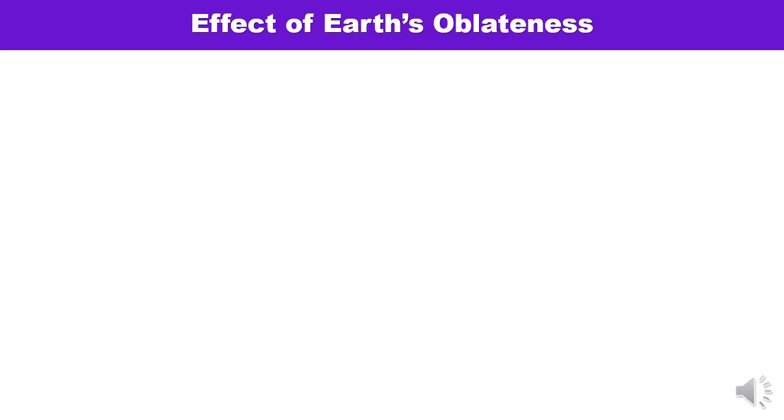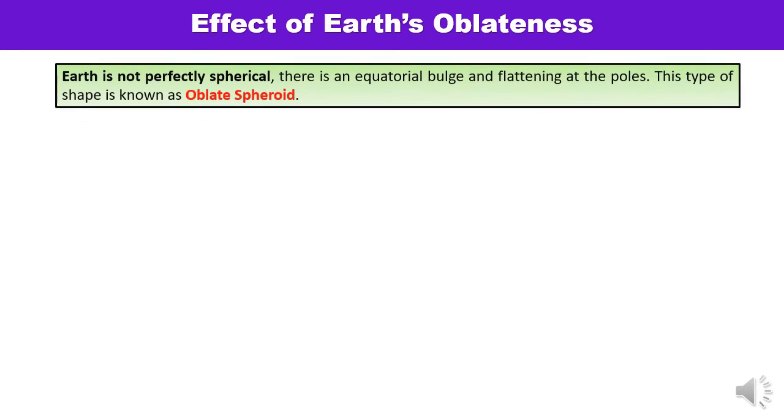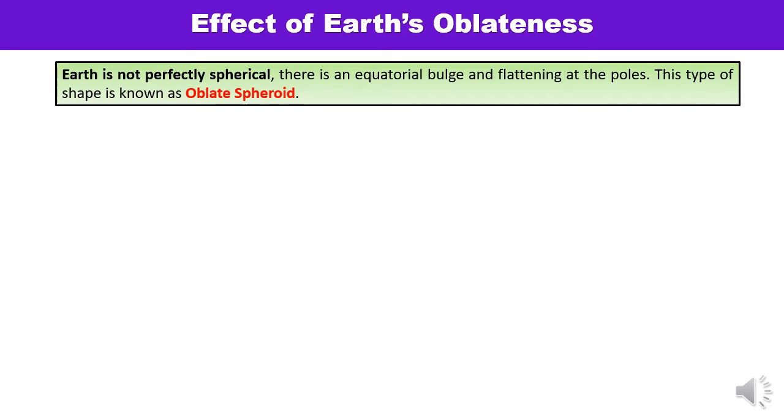Second is the effect of Earth oblateness. See, ideally we assume that Earth is spherical, but practically it is not perfectly spherical. There is a bulge at the equator and flattening at the poles, and this particular type of shape where bulge and flattening can be observed is known as an oblate spheroid.